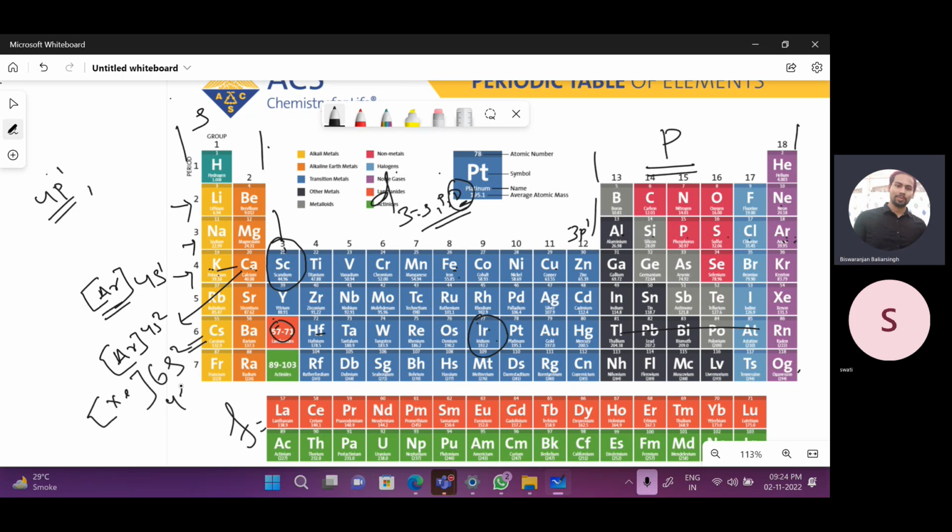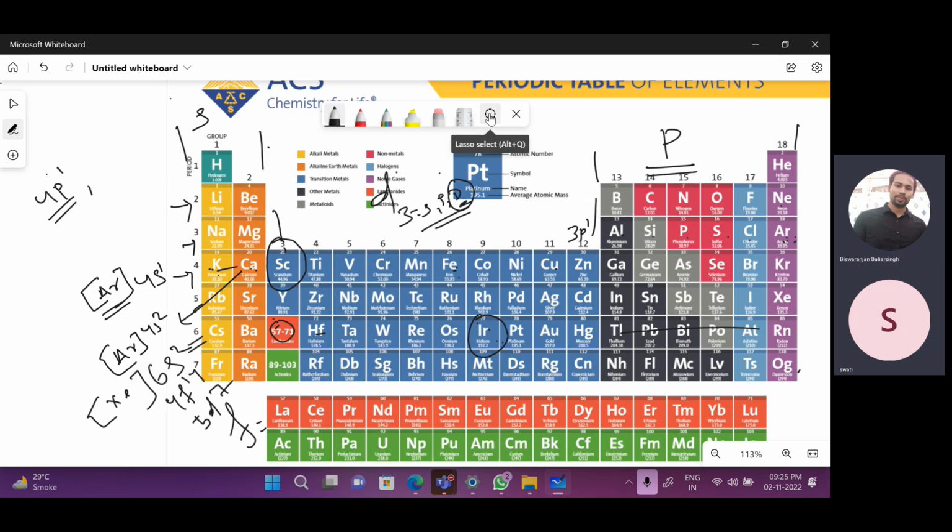Then before iridium, this red color F cell is coming. 4f14 is finished. Then it is coming before 5. Then 5d, 1, 2, 3, 4, 5, 6, 7. 5d7 will be the electronic configuration of this iridium. We have not gone through any atomic number or any technique. But by remembering the periodic table, we can write the electronic configuration.